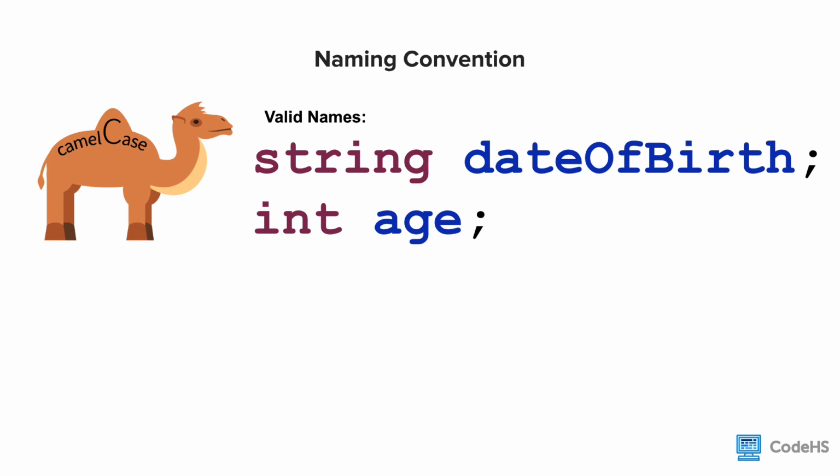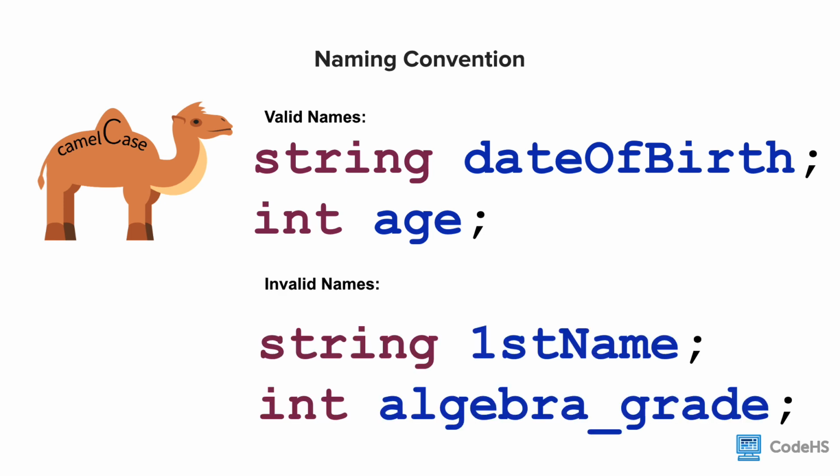When naming variables in C++, you follow a naming convention called camel case. When using camel case, you put multiple words together without any spaces. You then capitalize the first letter of any word after the first word to make it easier to read. In this example, the variable dateOfBirth uses camel case, where there are no spaces between the words and the words Of and Birth are capitalized.